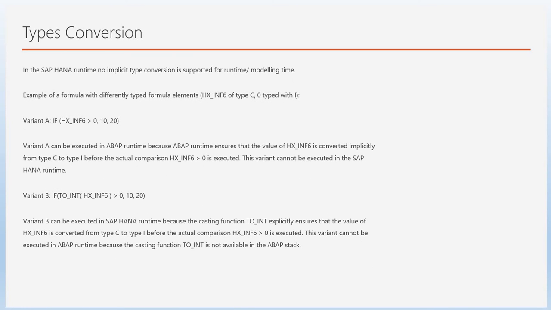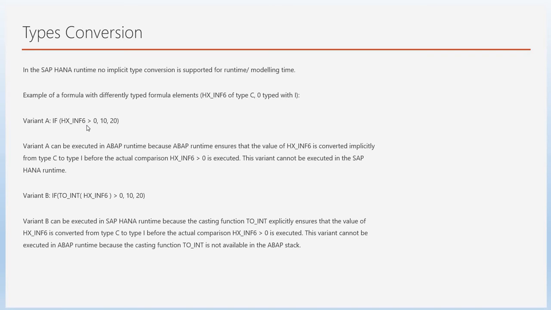Very importantly, in SAP HANA runtime, no implicit type conversion is supported for runtime or modeling time. Let me give you an example, variant A. Suppose this is my formula: if this is a character type field, and it is greater than 0, then the value is 10, otherwise 20. So in this case, I'm comparing a type C, the character type, with 0, which is type integer.